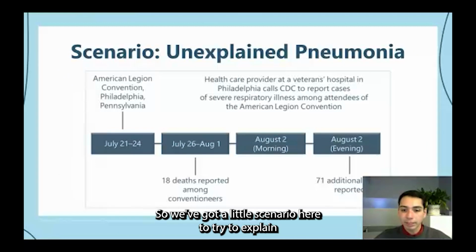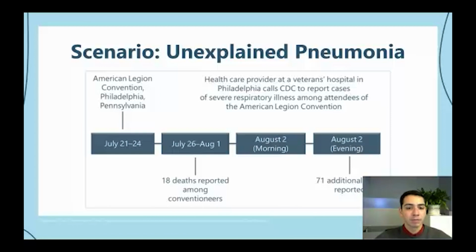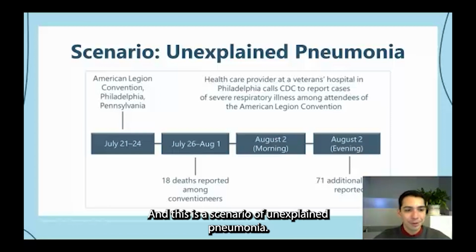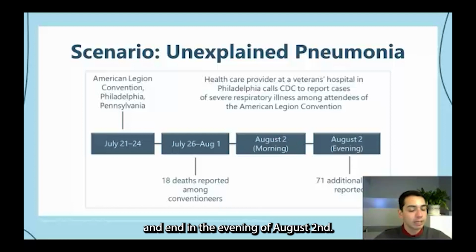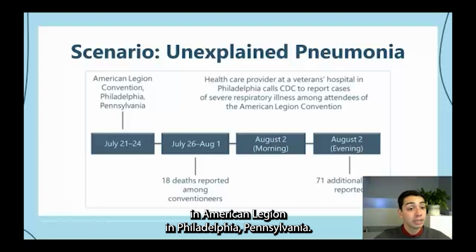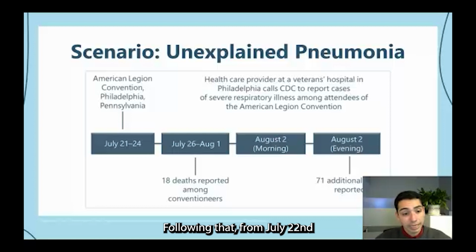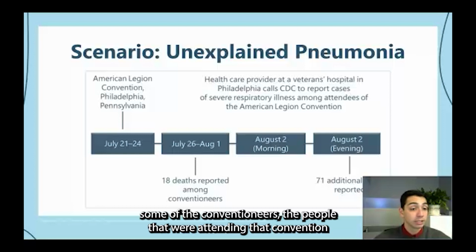So we've got a little scenario here to try to show some of the things that we've been talking about. And this is a scenario of unexplained pneumonia. You can see here the dates start from July 21st, ending in the evening of August 2nd. So July 21st through the 24th, we're at a convention of the American Legion in Philadelphia, Pennsylvania. Following that, from July 22nd to August 1st, 18 deaths were reported among some of the conventioneers, the people that were attending that convention.